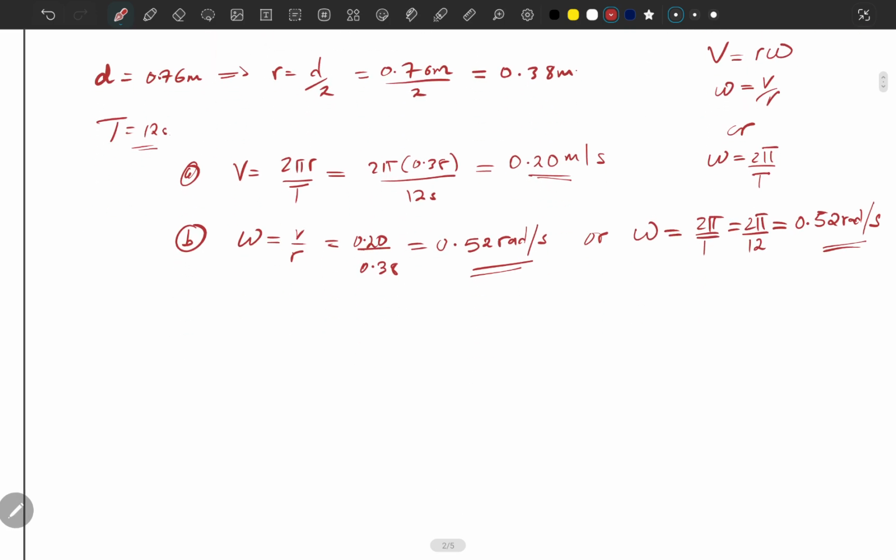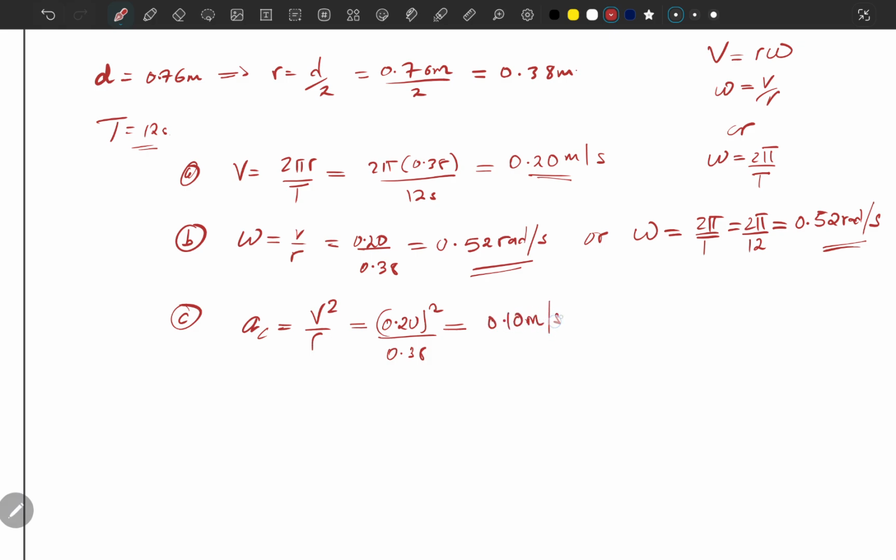Next is the centripetal acceleration. We're looking for the centripetal acceleration. Remember that centripetal acceleration can be found by v squared over r. We already have v, and our v is 0.20. So square this, and our radius is 0.38. If I square my 0.20, then divide by 0.38, I'm getting 0.10 meters per second squared.